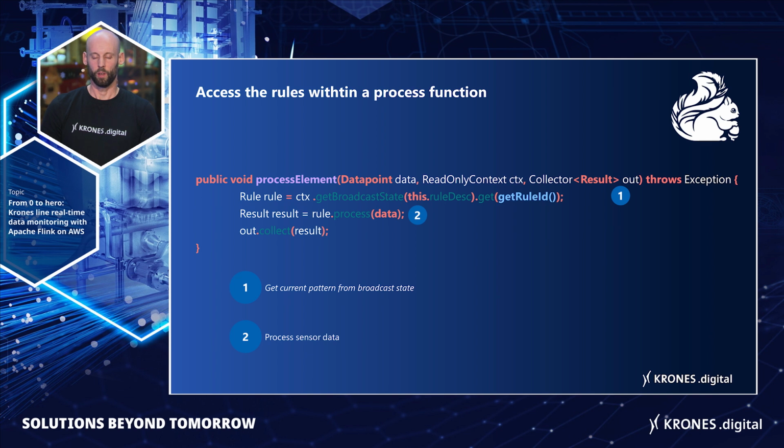And within those process functions, it's pretty much straightforward. It's nothing complicated, because Flink brings a lot of managed complexity about scaling and all this stuff to us. And so we only need to process one element after another. And within every element, we can access the broadcast state, and then we can get a certain rule out of it. This is a simplified example. It's basically a Java object, so you can work on it, and then you can process your data points.